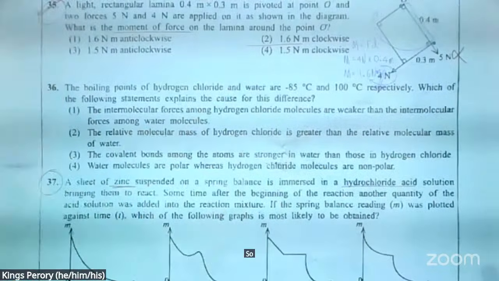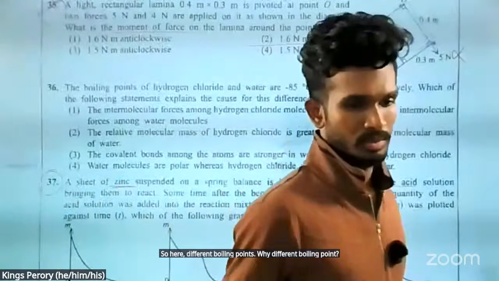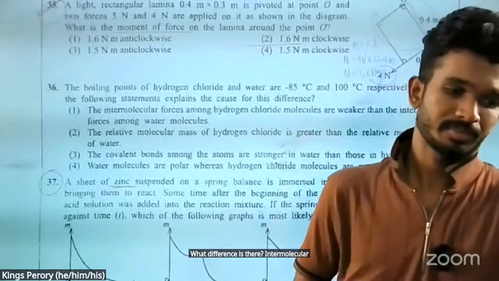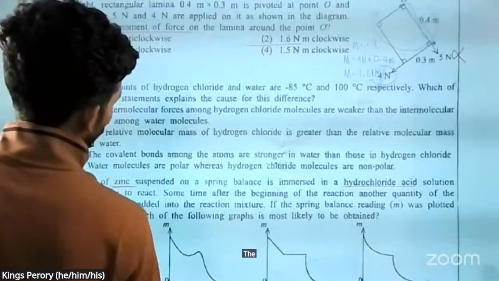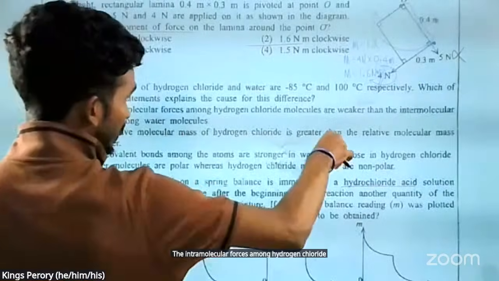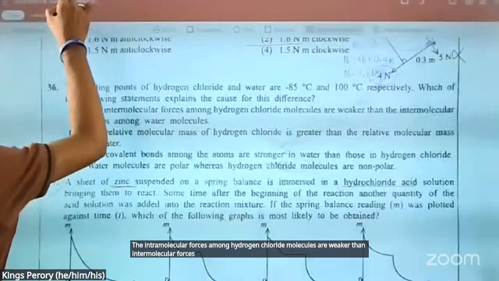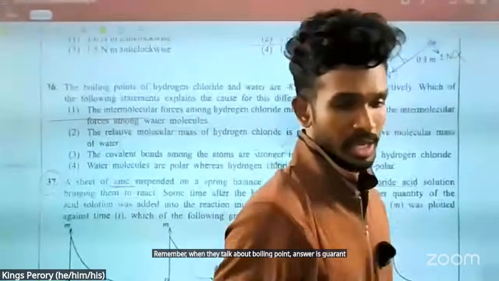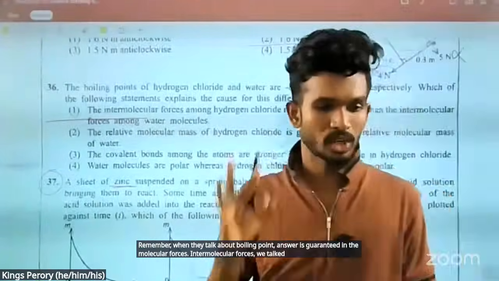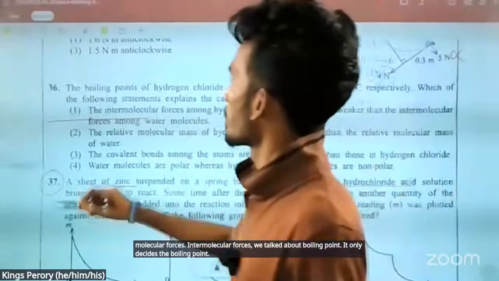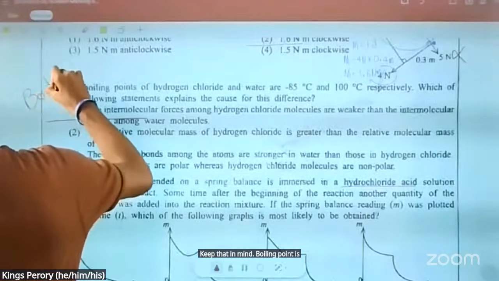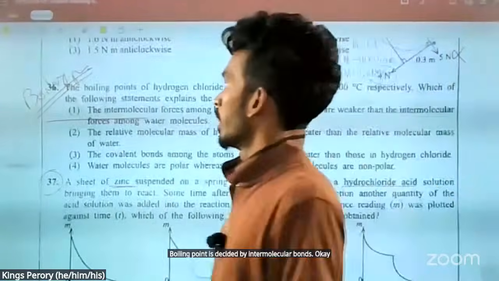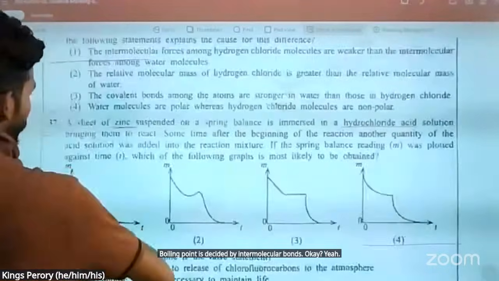So here the boiling points are different. Why different boiling point? Intermolecular forces are different. The intermolecular forces among hydrogen chloride molecules are weaker than intermolecular forces among water molecules. That's the correct one. Remember, when they talk about boiling point, the answer is guaranteed intermolecular forces. It only decides the boiling point. Question 37 already done.